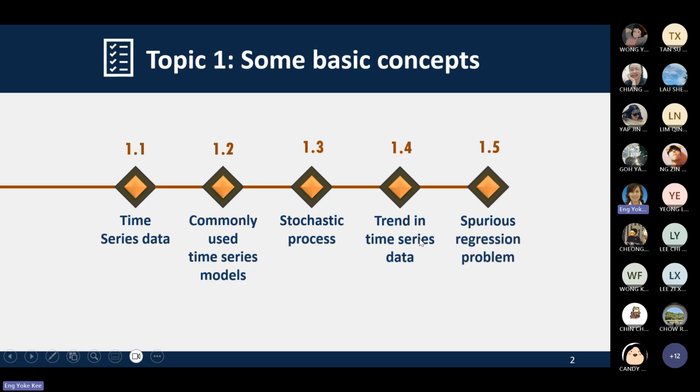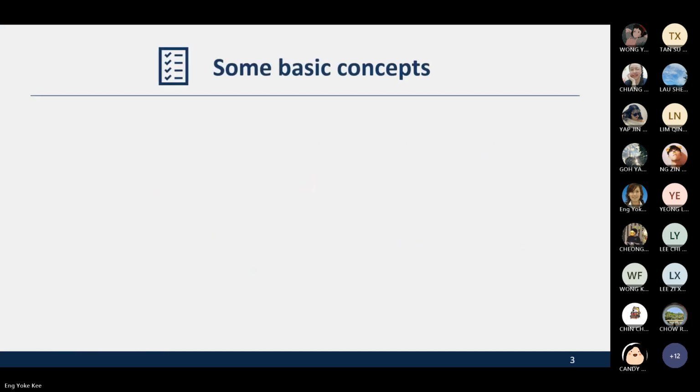And of course we talk about the problems. What are the problems when using time series data? Because the data are so special, when you use it for regression purposes, it will give you lots of problems or challenges. One of it is what we call the spurious regression problem. So that is the scope that we will cover for topic 1 on the time series data itself. All right, so look at the first one. We want to examine the data first.